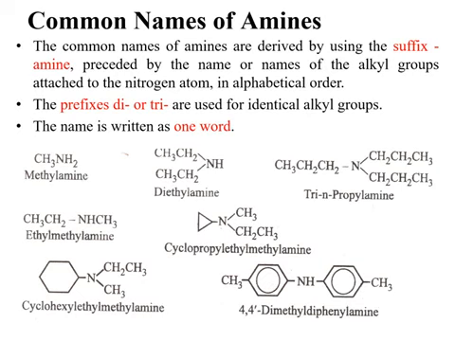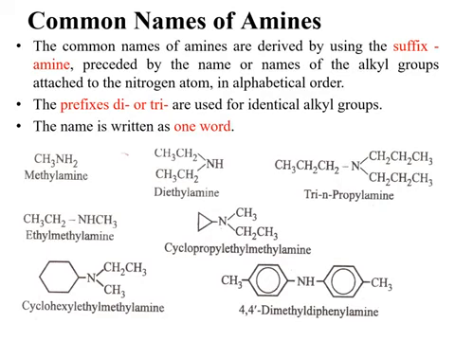The common names of amines are derived by using the suffix amine preceded by the name of the alkyl groups attached to the nitrogen atom in alphabetical order. The prefix di or tri is used for identical alkyl groups. The name is written as one word.